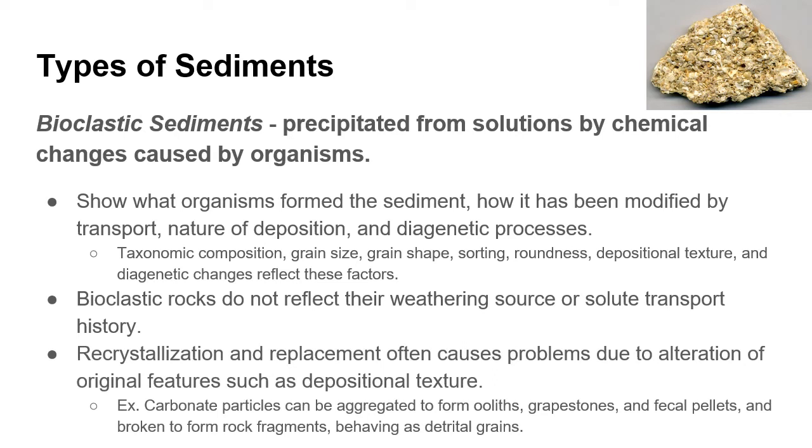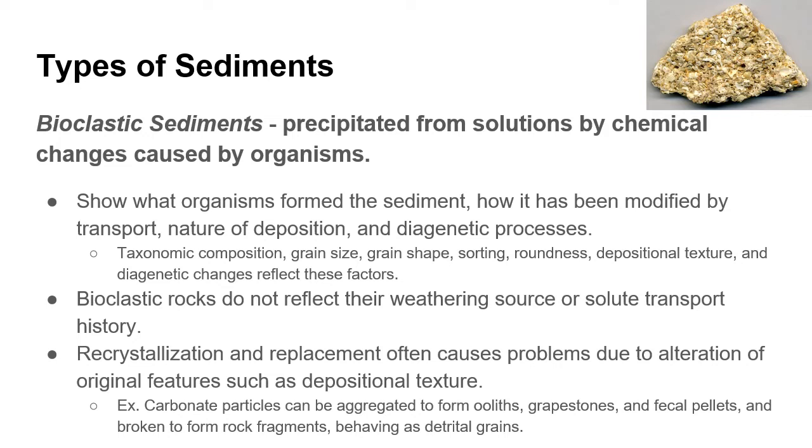Also, bioclastic sediments can undergo significant recrystallization and often replacement, which can cause some problems when you're trying to reconstruct depositional setting and history. For example, you can have carbonate particles from a wide variety of different processes, but they become aggregated, and now we can have either ooliths or grapestones or fecal pellets from certain organisms that are ingesting carbonate, and also broken rock fragments that are incorporated into this too.